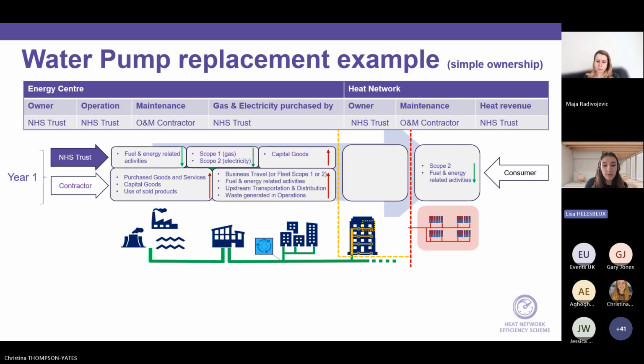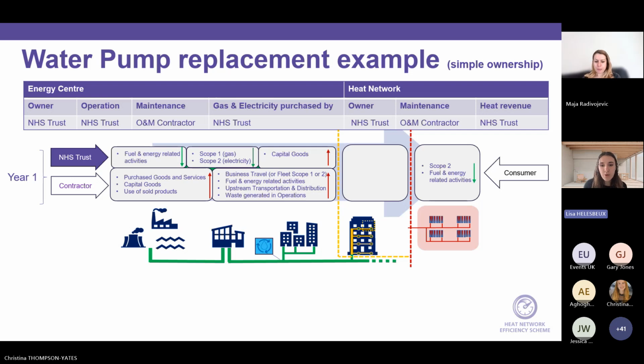Now we can look from the contractor side. The contractor installing the pump will see increases across several categories, as you can see. So across purchased goods and services for the materials and components that they are bringing in for the installation. They will also increase their capital goods category for the water pump itself. They will also start reporting on use of sold products because the water pump will be consuming electricity during its operational life, so they have to report about it.